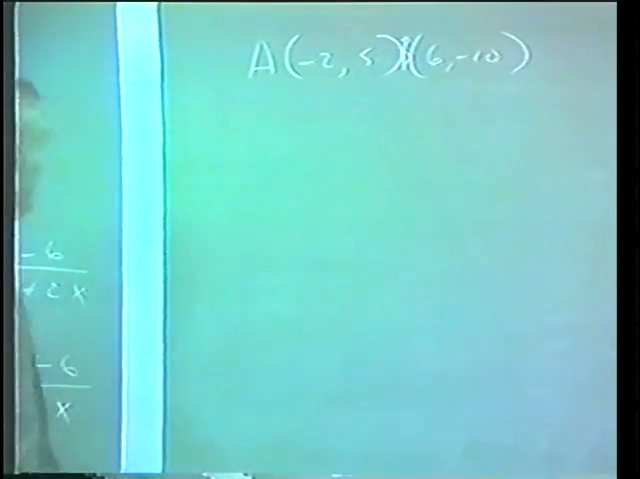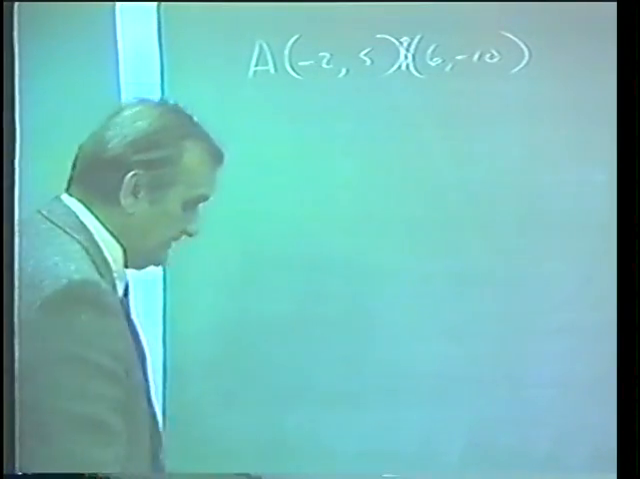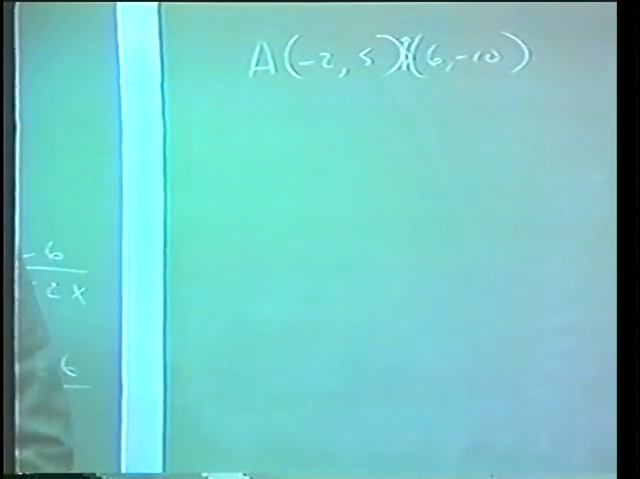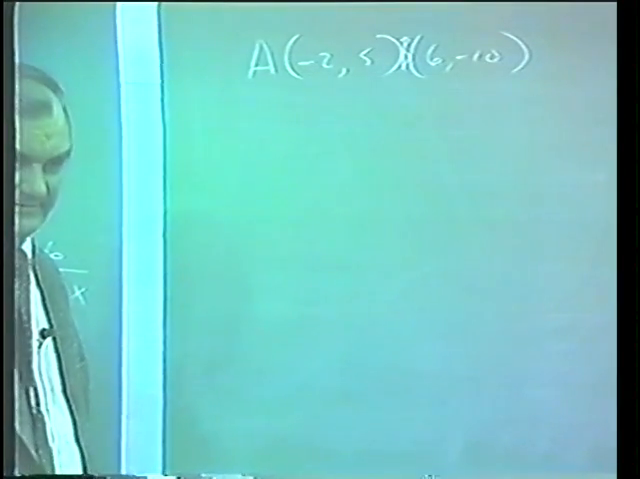On the board I have 2 points. A is the ordered pair (-2, 5). B is the ordered pair (6, -10). I have a line. 2 points give us a line. Now this line has various characteristics.